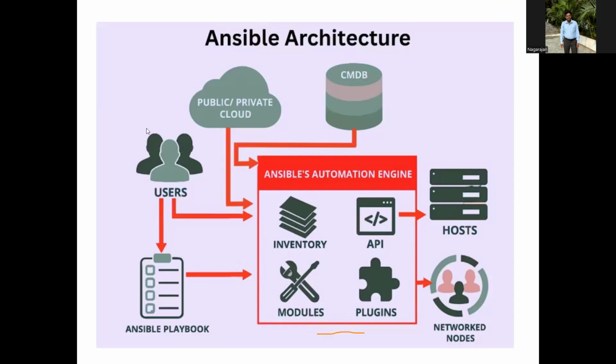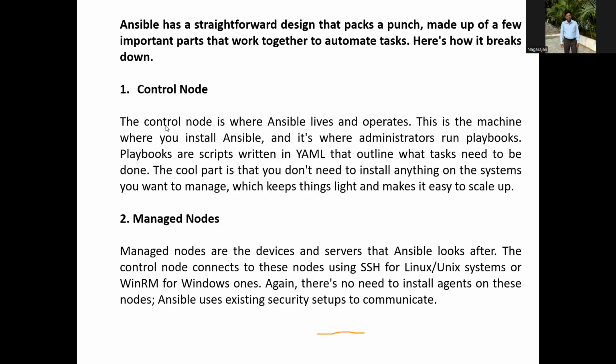Coming to the Ansible architecture, it follows the YAML playbook. Here we have users and the Ansible playbook, and Ansible automation consists of inventory, modules, API, and plugins, followed by public or private cloud, and CMDB is a database there. And these are the network nodes and hosts. This is the general architecture of Ansible.